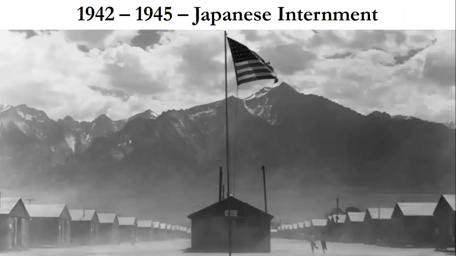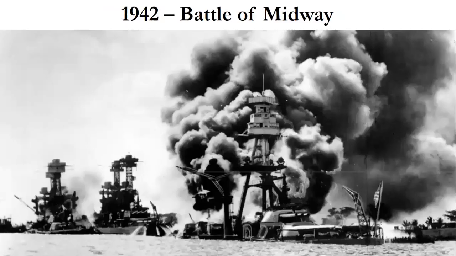Almost immediately after Pearl Harbor, we are going to intern all Japanese Americans. This means that they are going to have to go live in these isolated desert camps. We did this because we were fearful that they were actually spies.